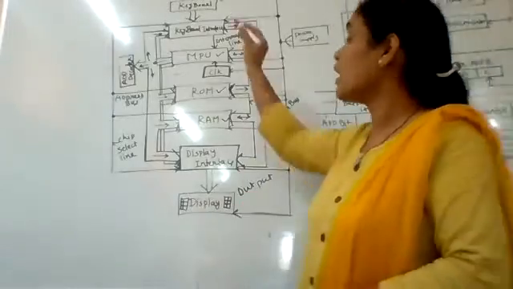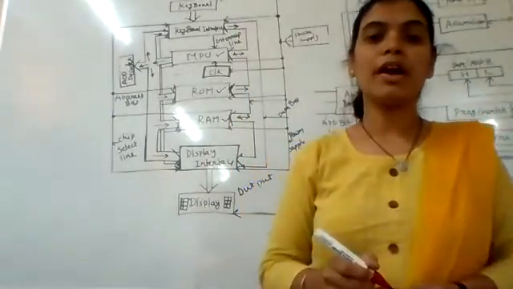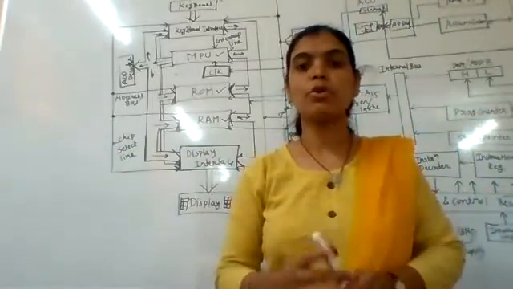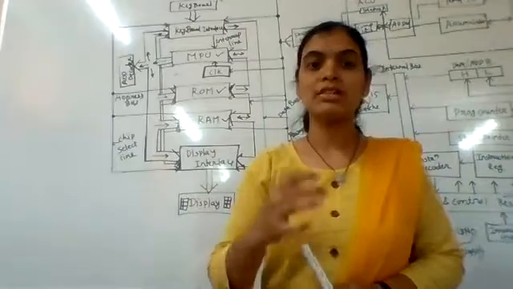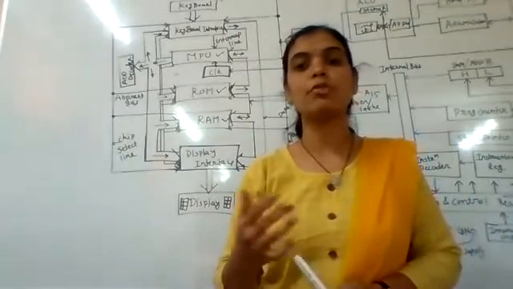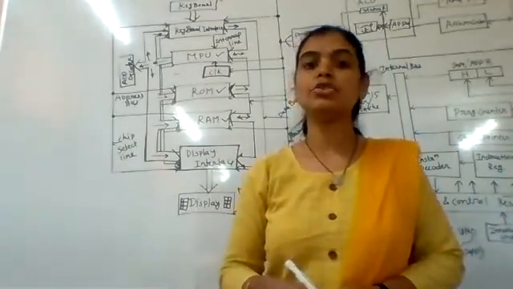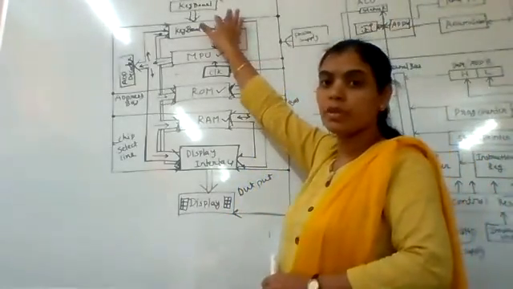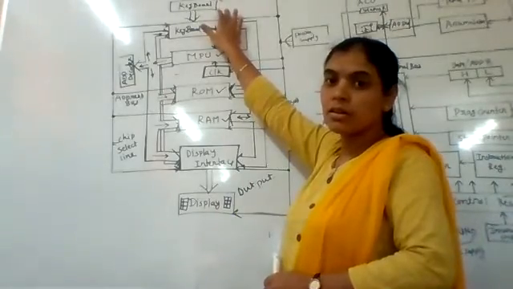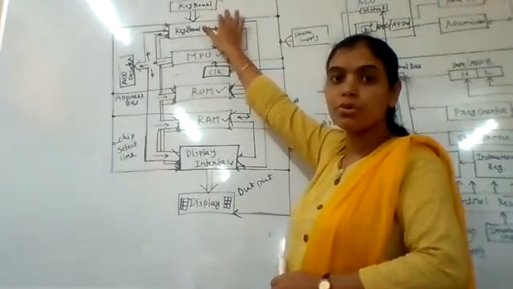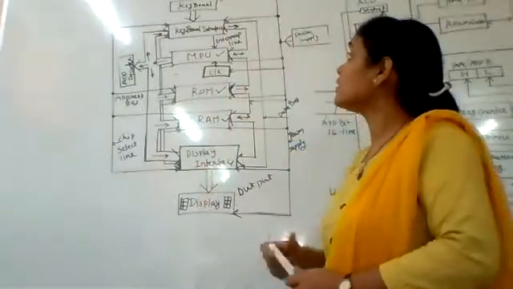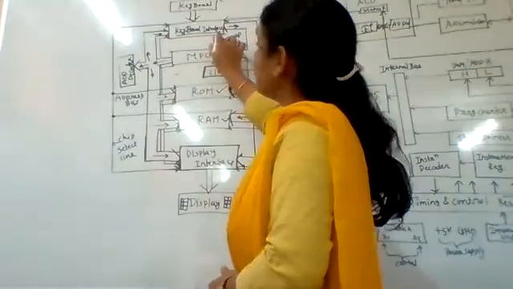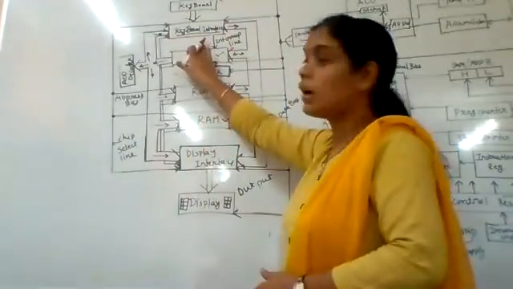We start from input. Input device is keyboard. The instructions as well as data prepared from a particular program are entered through the keyboard. We enter the data through the keyboard, that is the input device. And next, in this diagram, the next block is a keyboard interface.